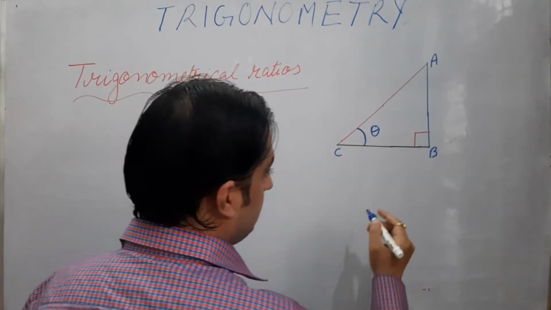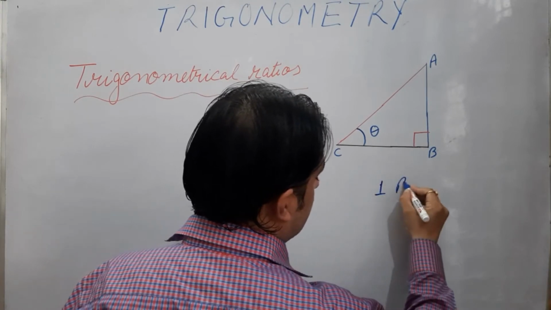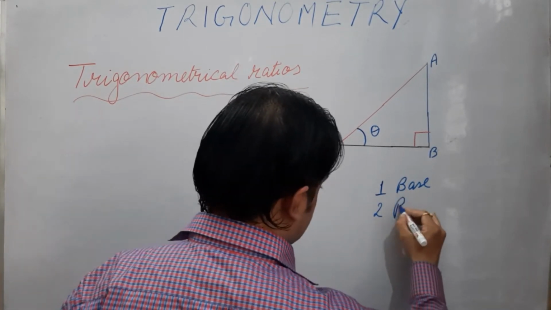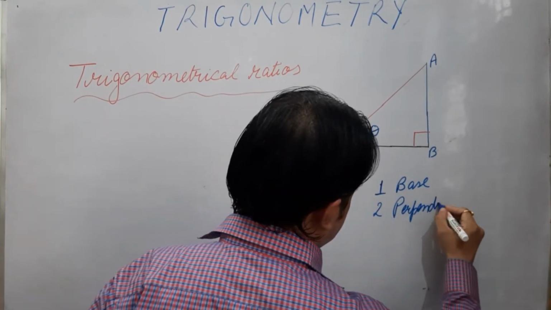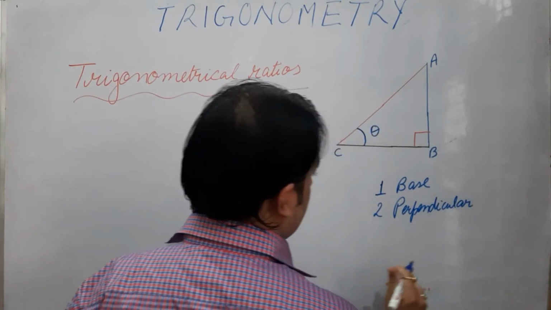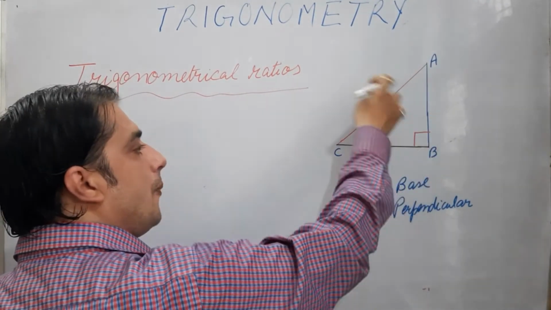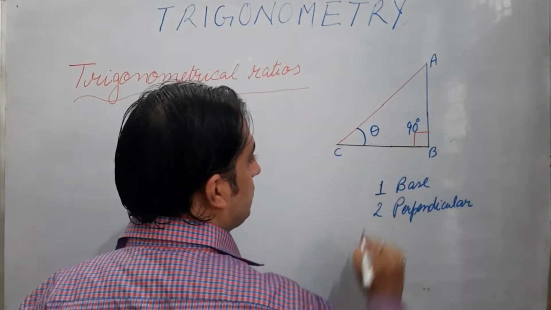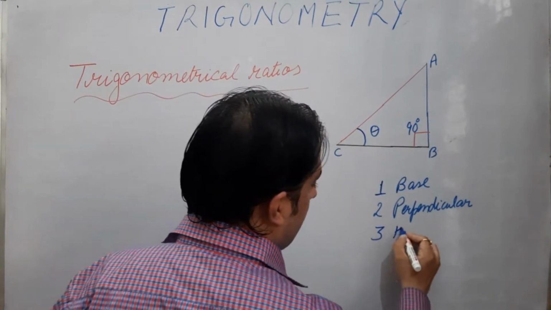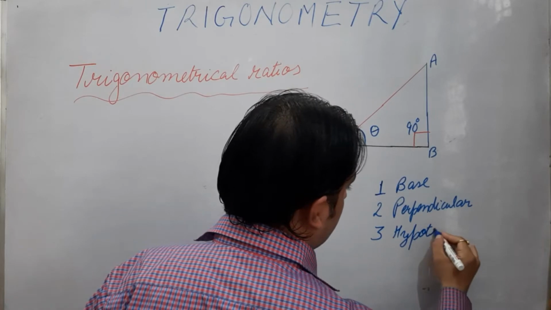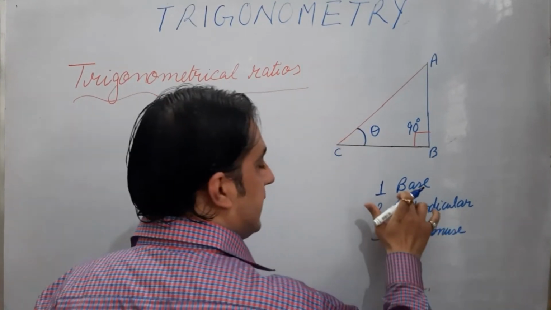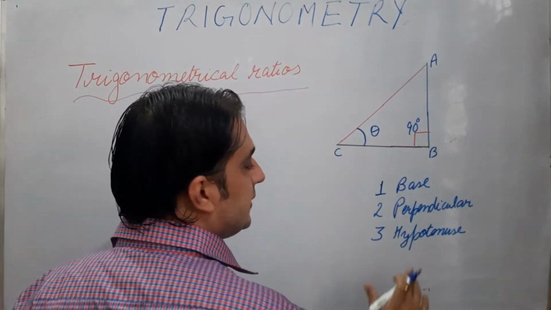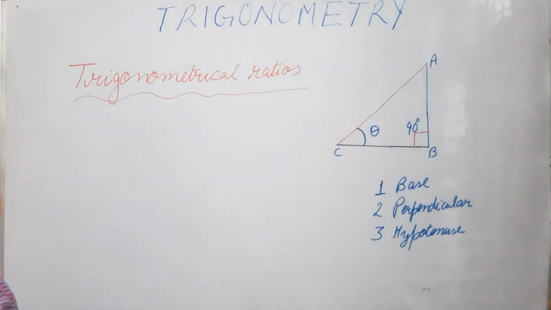That is related to, इसमें जो एक साइड होगी वो आपकी base होगी. Second side is perpendicular. Or you know very well about the hypotenuse. That is the side opposite to the right angle. So third is hypotenuse. This is a side adjacent to the angle. This is a side opposite to the angle. This is the longest side in a right angled triangle.